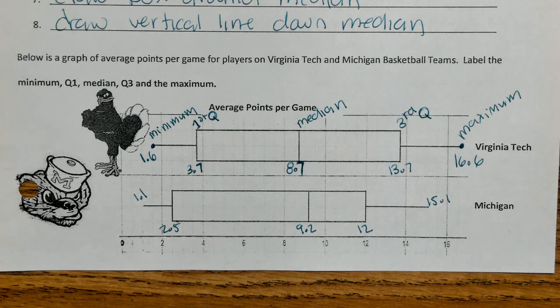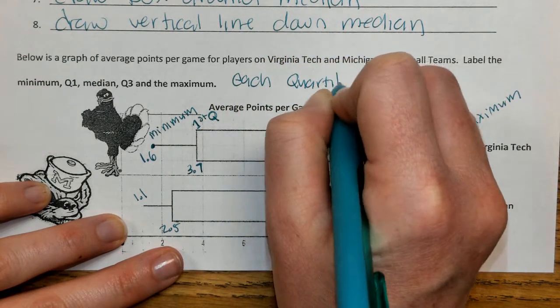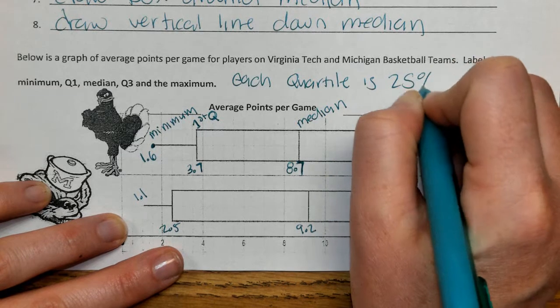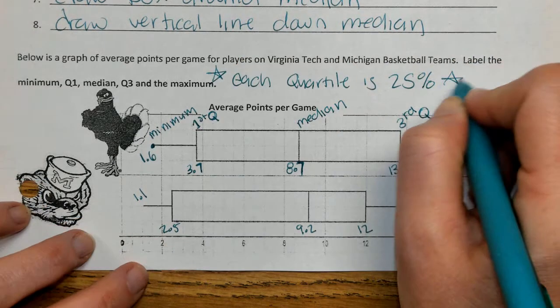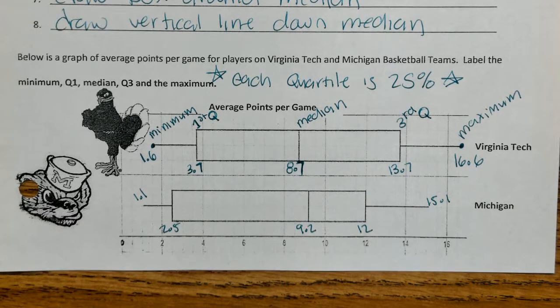When things are divided into quartiles or quarters, what percent is a quarter? 25. One fourth is not a percent. I said what percent? One fourth is 25%.